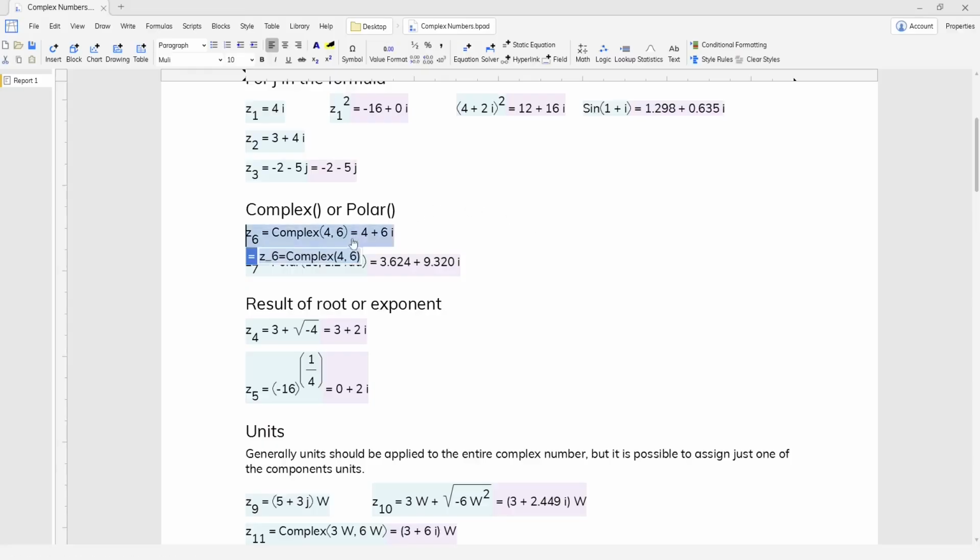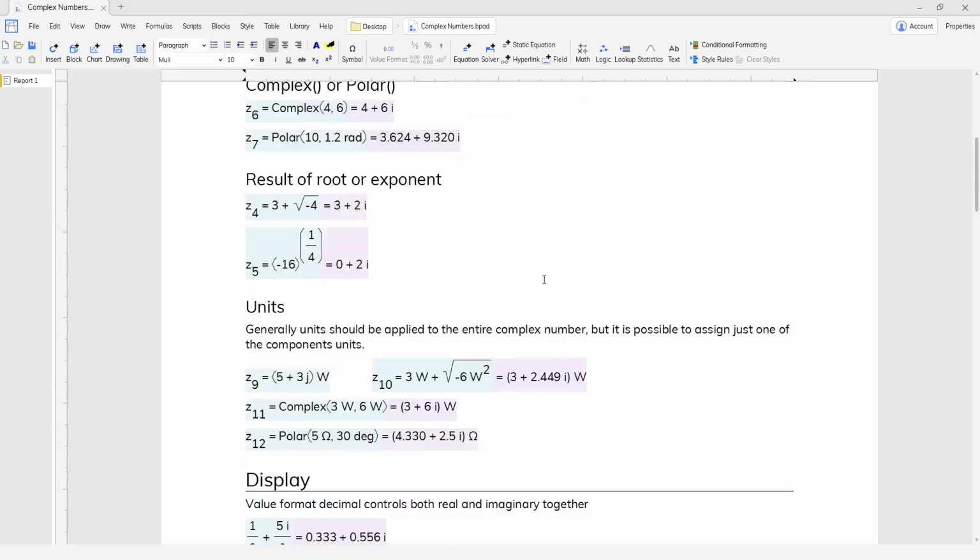So the complex function is going to take the real and imaginary components and generate a complex number. And the polar function is going to take the magnitude of the complex number and the angle. And then from there, it's going to generate a complex number with the real and imaginary components calculated from that.